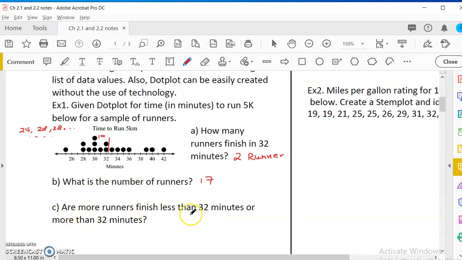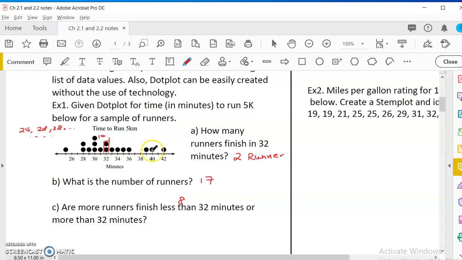More runners finish less than 32. Okay, so 32 is like a mark, a demarcation. Less than 32 minutes. How many are less than 32? So I have 1, 2, 3, 4, 5, 6, 7, 8. 8 less than, right? How many are more than 32, excluding 32? More than means not including.